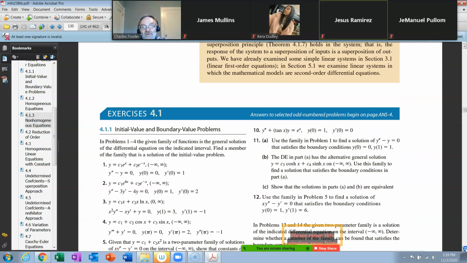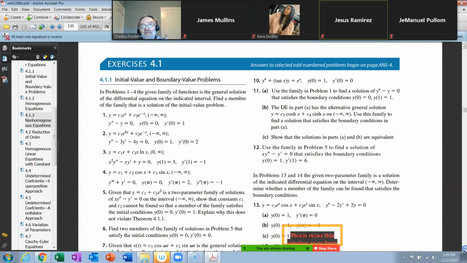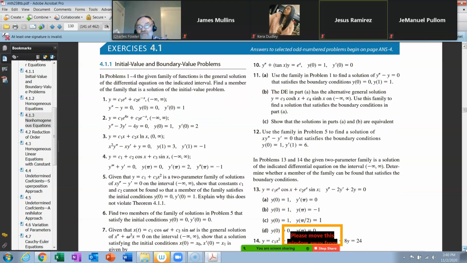Homework exercises here in 4.1. We already did 4.1.1. Any of the odds, 1 or 3. If the answers are in the back of the book, do either one of those.